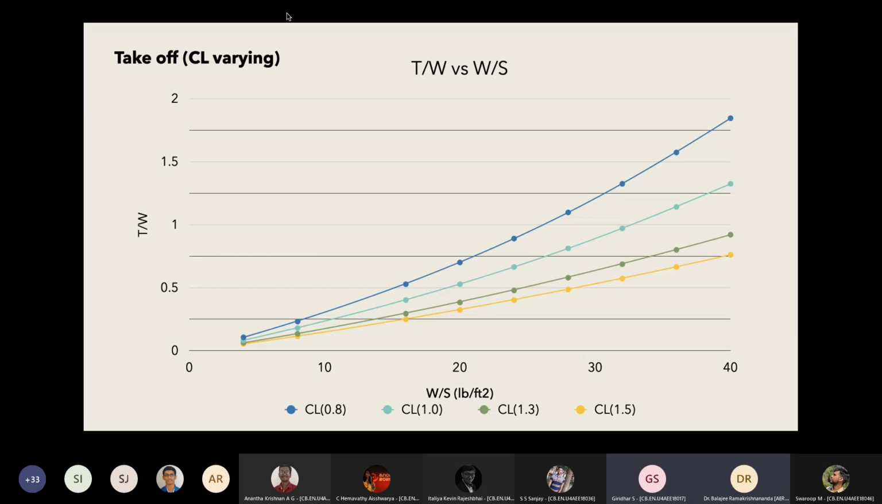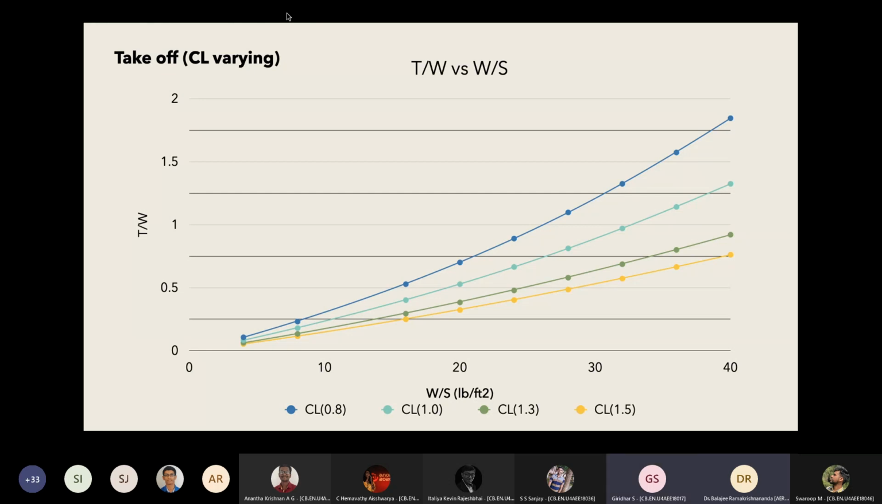Then this is varying the CL. So the feasible region is more than CL equal to 1.3. No, this you use later. If the CL gives any problem for you, you can use it.